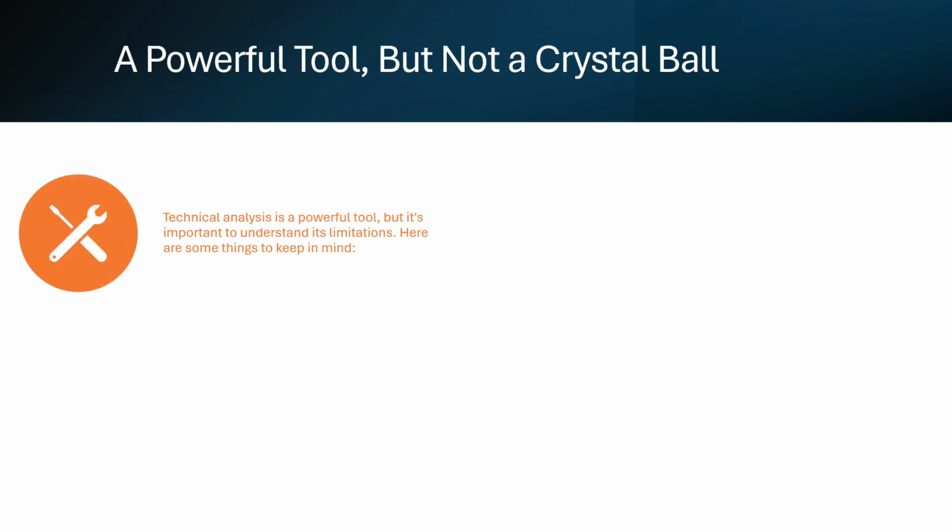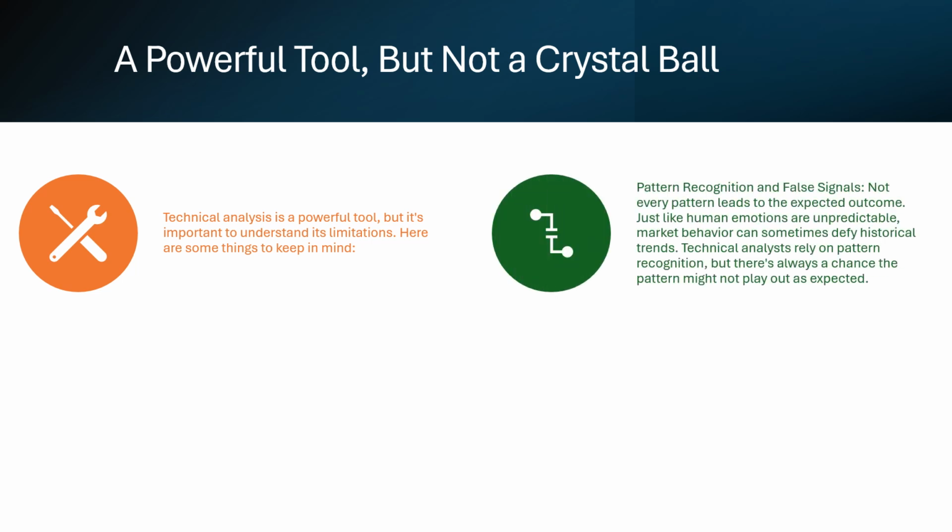Technical analysis is a powerful tool, but it's important to understand its limitations. Here are some things to keep in mind. Pattern recognition and false signals. Not every pattern leads to the expected outcome. Just like human emotions are unpredictable, market behavior can sometimes defy historical trends. Technical analysts rely on pattern recognition, but there's always a chance the pattern might not play out as expected.